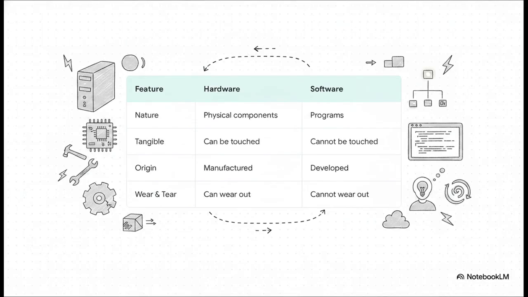Looking at their contrasting traits is a really great way to summarize this, especially if you're prepping for a test. Hardware is physical components, software is instructions. Hardware can be touched, software absolutely cannot. Hardware is manufactured on an assembly line, software is developed by programmers typing code. And again, hardware wears out over time, while software is immune to physical wear and tear.